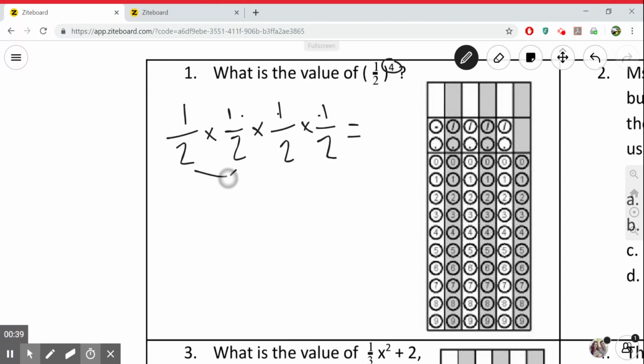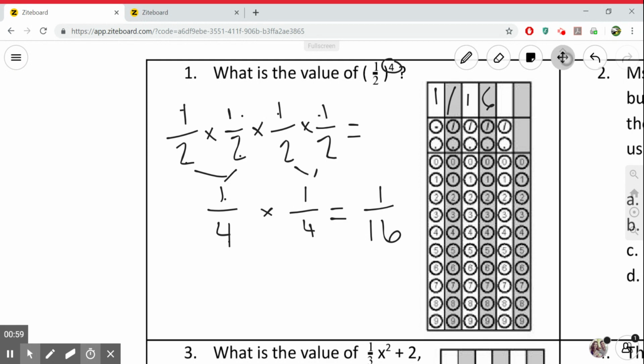So if I solve this, I would have 1/2 times 1/2 is 1/4, because 1 times 1 gives me 1, and 2 times 2 gives me 4. And 1/2 times 1/2 is 1/4. And we multiply those, and I get 1/16 as my final answer. So I put 1/16. Let's go to question number 2.